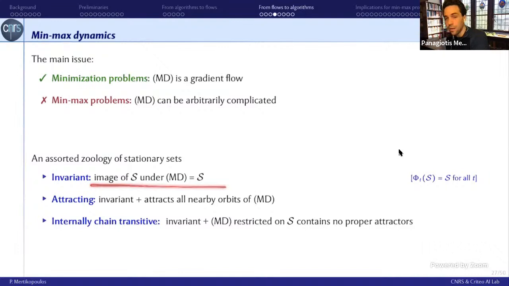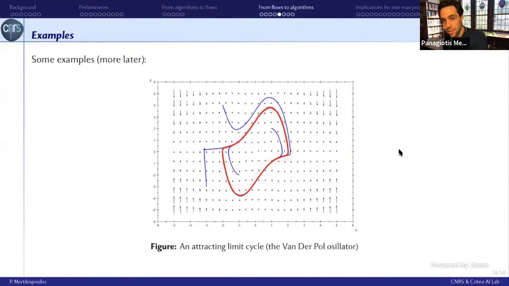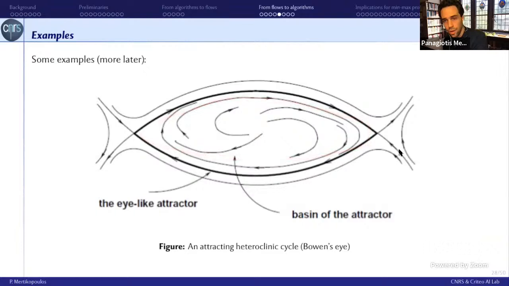Just to clarify, a set is invariant for the mean dynamics whenever its image remains the same. It is attracting when it attracts nearby orbits, and it is what we call internally chain transitive, or ICT, when it is invariant and it contains no proper attractors. Sets like that could be limit cycles or heteroclinic networks like that. These are all ICT sets, so they can be really quite complicated.